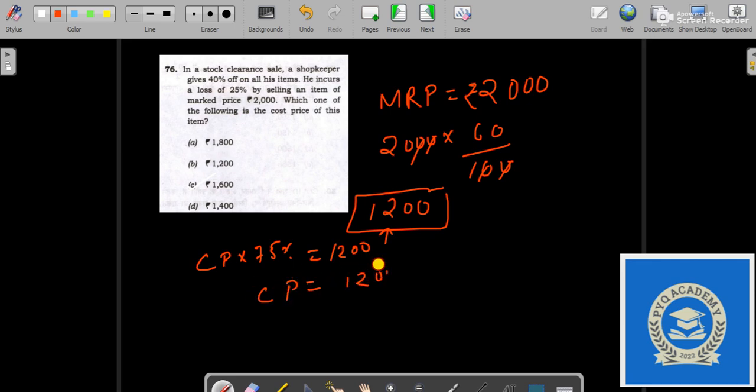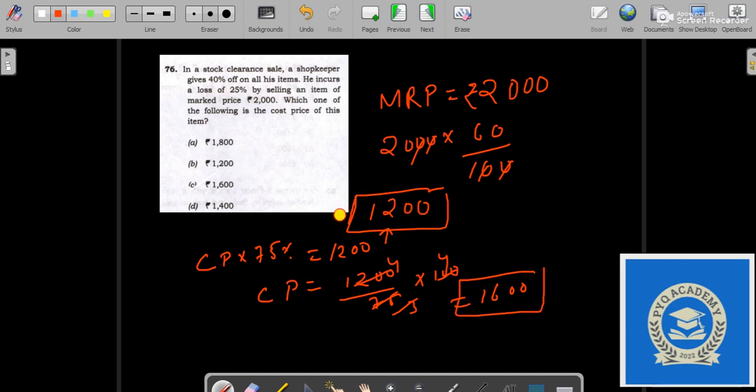So 1200 by 75 into 100. 25 threes are 75, 25 fours are 100, and 3 fours are 12, so it is 1600. So the actual CP was 1600 and he sold it at 1200. So he incurred a loss of 25%. So our answer is option C.